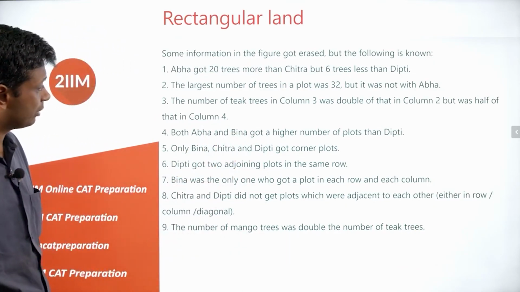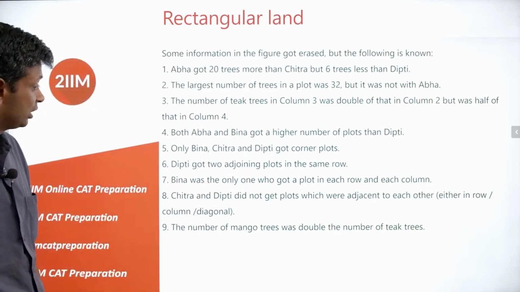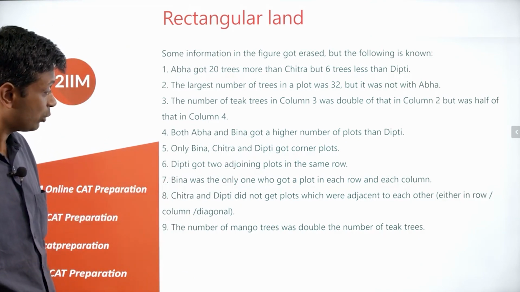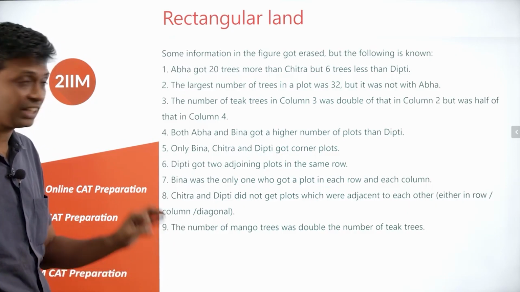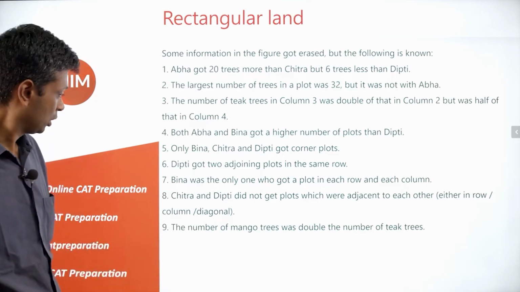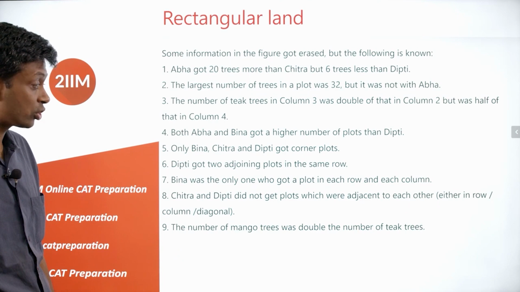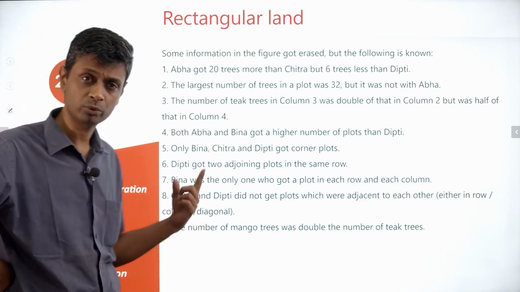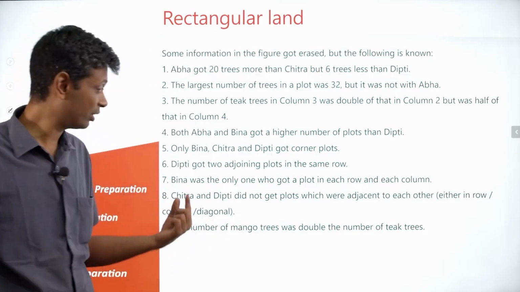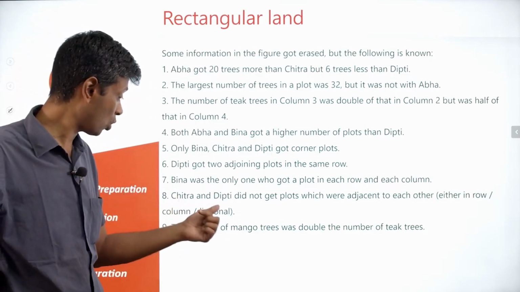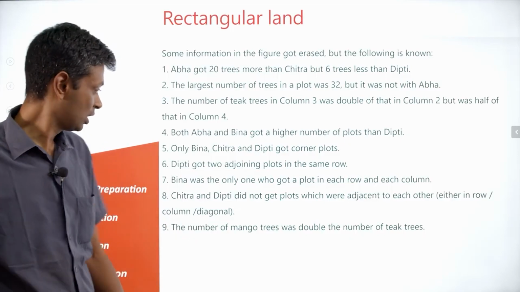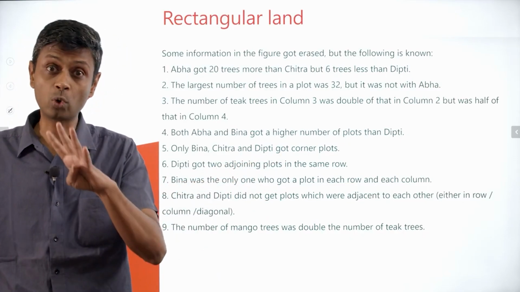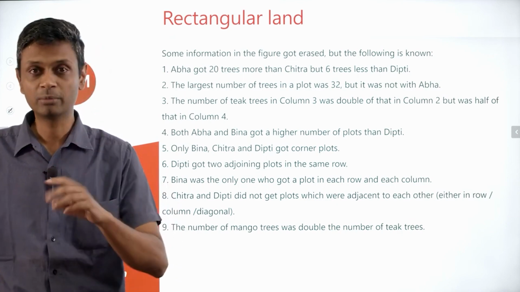Only Bina, Chitra, and Deepti got corner plots. Deepti got 2 adjoining plots in the same row. Bina was the only one who got a plot in each row and each column. Chitra and Deepti did not get plots which were adjacent to each other, either in row, column, or diagonal. This is also useful. They don't get plots in row, column, or diagonal, not nearby. Bina was the only one who got a plot in each row and each column. So Bina has got 4 or 6, but 4 is more likely.